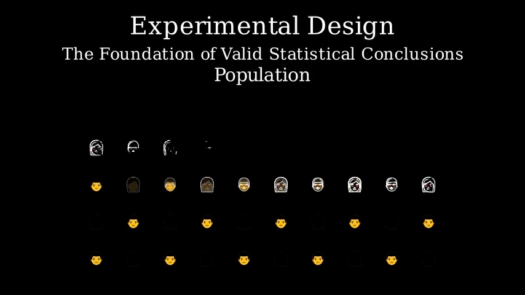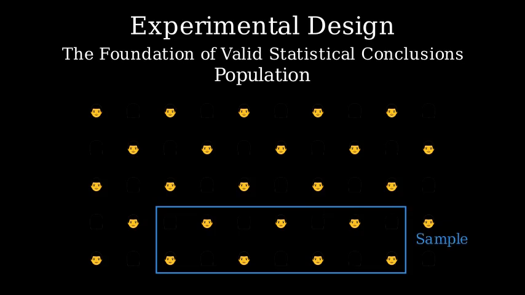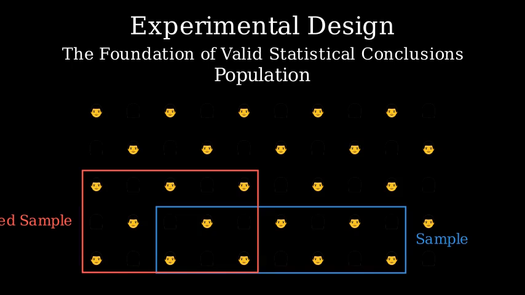In most statistical studies, we can't possibly measure everyone or everything in the entire population. For example, we can't test a new medicine on every person in the world. Instead, we select a sample from that population. The key challenge is making sure this sample accurately represents the larger population. If our sample isn't chosen carefully, we risk introducing bias. Our results might then reflect how we selected our subjects rather than the actual effect we're trying to measure.